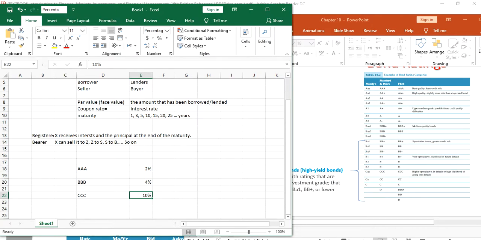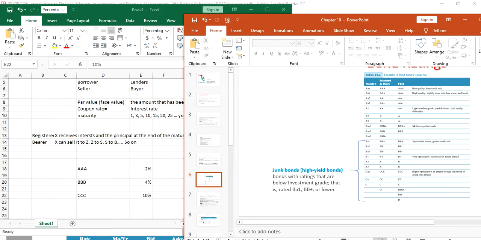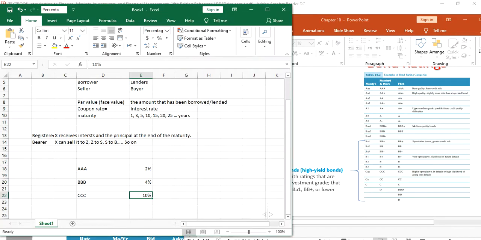Okay, so as it is here, junk bonds, high yield bonds, are bonds with a rating below investment grade, rated BA1 and BB plus according to the Standard & Poor's criteria. So anyone who wants to lend money to this company will charge an extra interest rate as a premium for the risk.